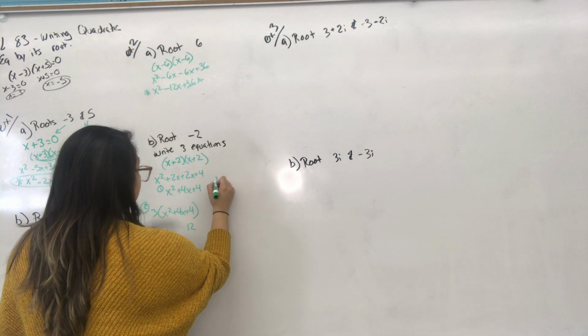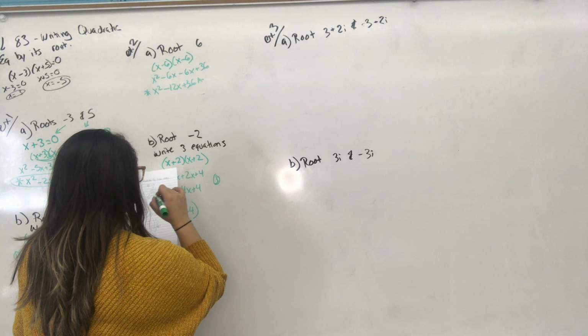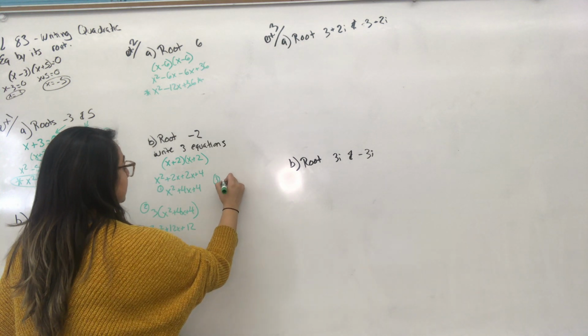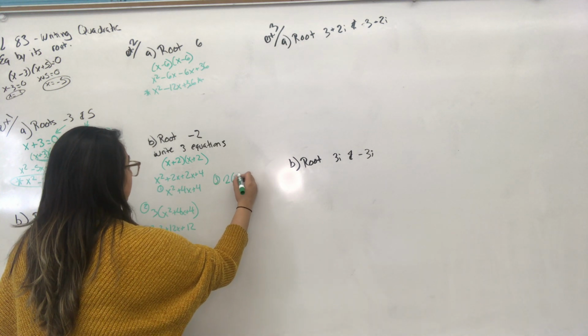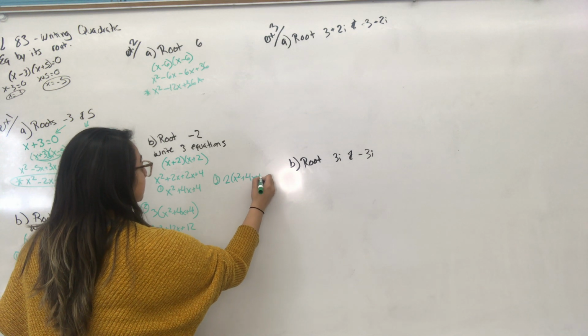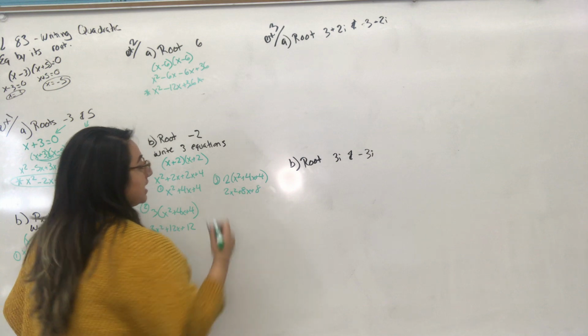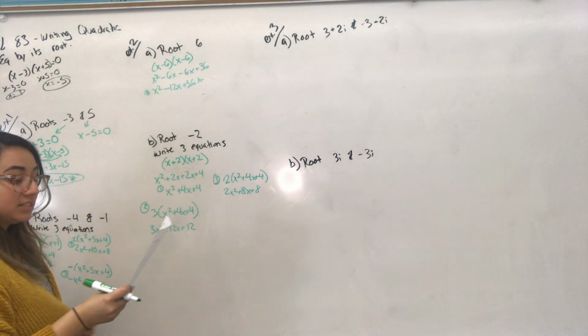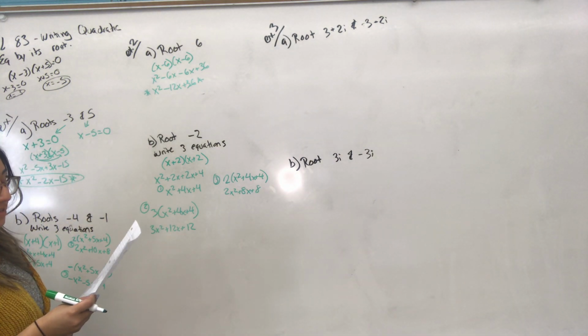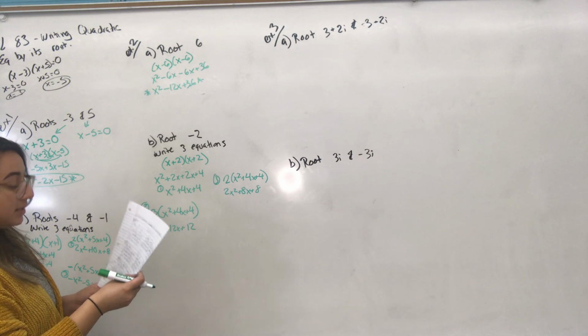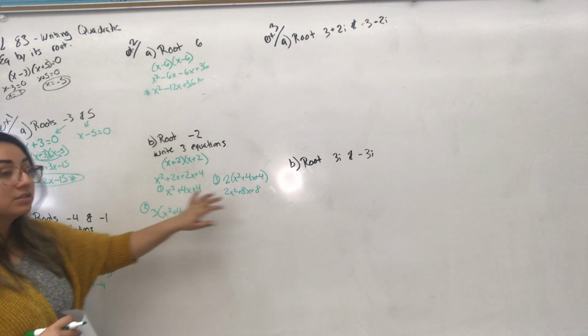Let's do a third one. Let's see what I did. I did 2 again, so that's fine. Squared plus 4x plus 4. I end up with 2x squared plus 8x plus 8. And you end up with the same equation there. Let me see if that's right. Yep. And you have 1, 2, and 3 different types.